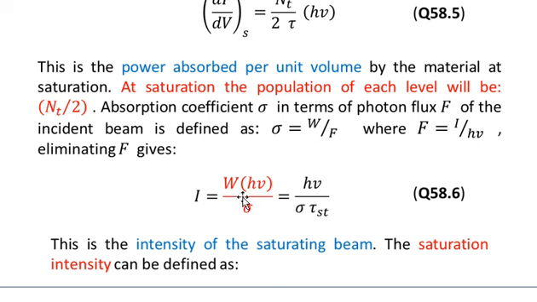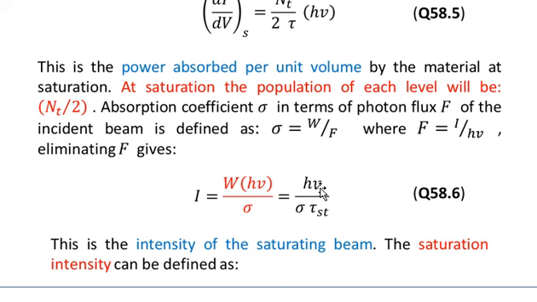So you see that we can also write this W present in the numerator as 1 over tau St, where St stands for stimulated, and 1 over tau St is the transition rate of the stimulated process. Not just stimulated emission, but a stimulated process, because it involves two processes, stimulated absorption and stimulated emission. So W has been replaced by 1 over tau St. The rest of the quantities are the same.